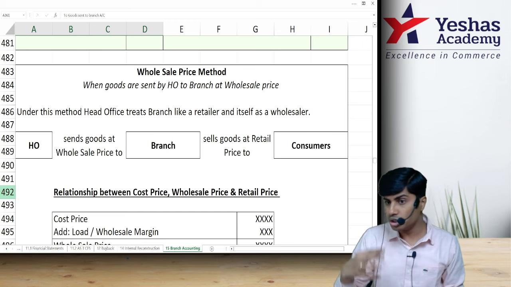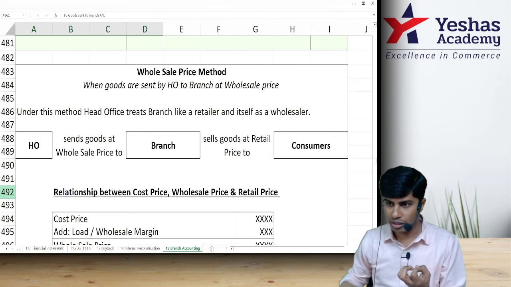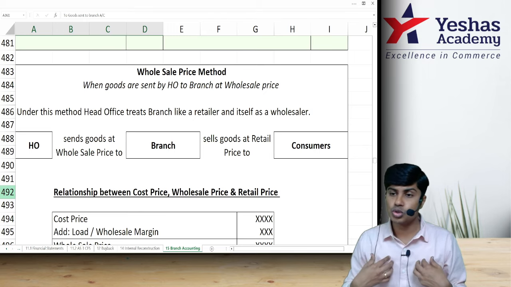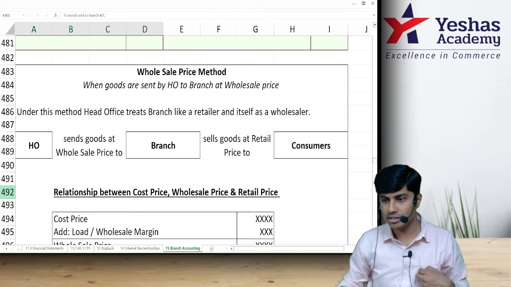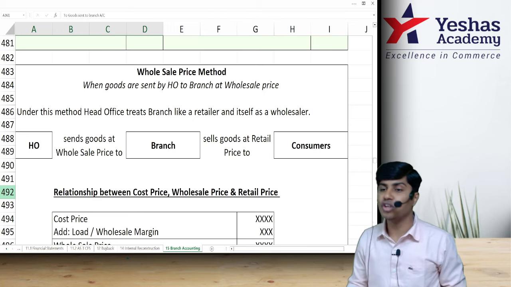Head office, usually if the cost was 100 and it was sold to the end customer at 150 by the branch, head office used to book 50 rupees profit through the branch. Cost 100, branch sold it for 150, branch will book 50 rupees profit.